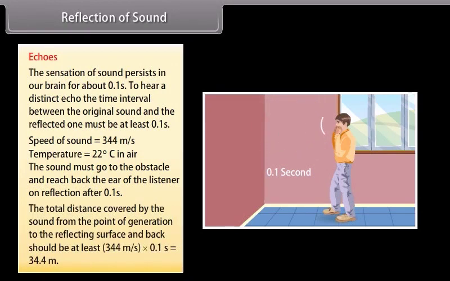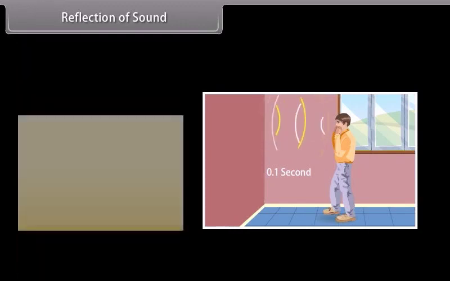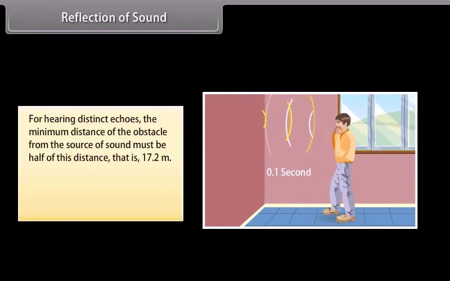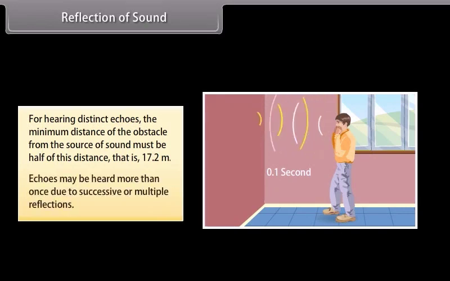Hence, the total distance covered by the sound from the point of generation to the reflecting surface and back should be at least 344 meters per second into 0.1 second, which is equal to 34.4 meters. Thus, for hearing distinct echoes, the minimum distance of the obstacle from the source of sound must be half of this distance, that is 17.2 meters. This distance will change with the temperature of air. Echoes may be heard more than once due to successive or multiple reflections.